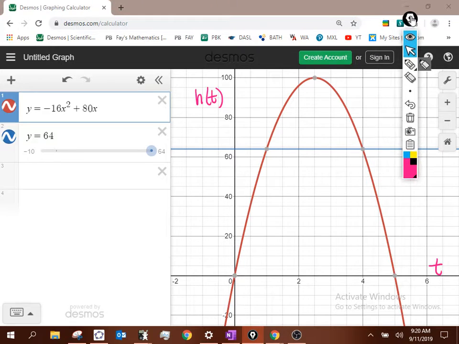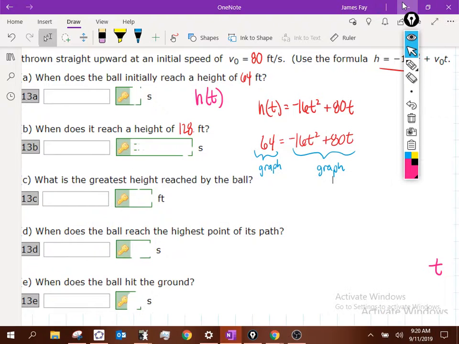Okay? Now, as it continues to go, it's on its way up, so it's going to reach a maximum, and then it'll start descending again, and at a time of 4 seconds, it gets back down to 64 feet. Does that make sense? Okay? So when we do this work, we should get those answers, 1 and 4. Let's go through and do this work.